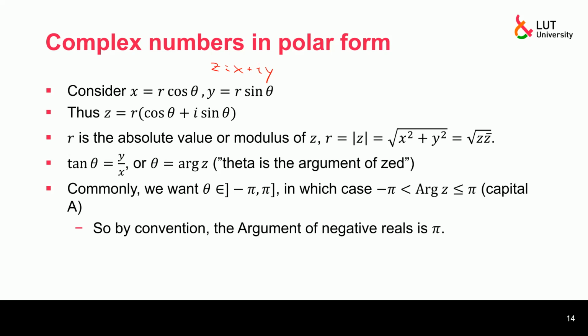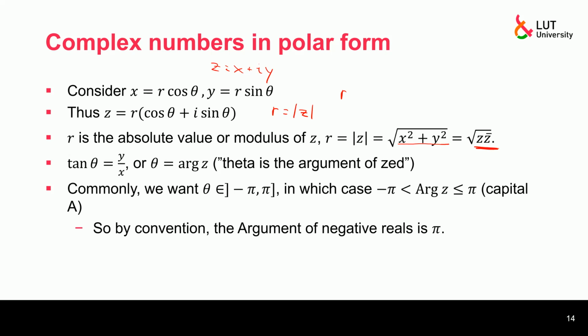And r is the absolute value of z, so now we have a new concept. So r is the absolute value of z, which is the length of the vector really, so that's the r here. Same as with the regular polar coordinates, and it's calculated exactly the same. And now we note that there's a nice property here. We have the Pythagorean theorem, so the length is the square root of x squared plus y squared, and it happens to be the same as the square root of the number multiplied by its complex conjugate.